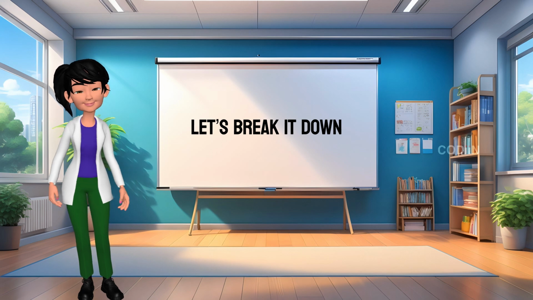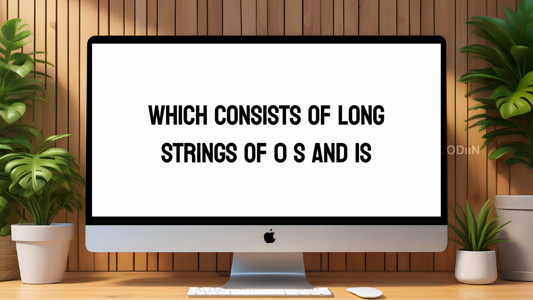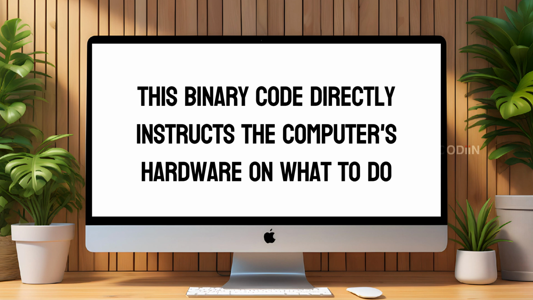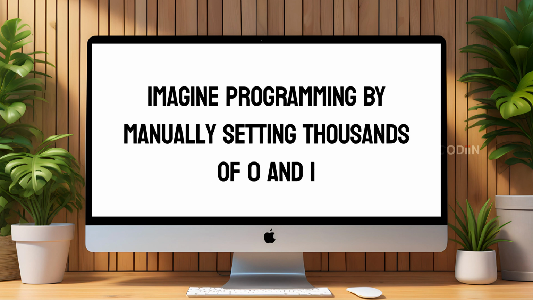Let's break it down. Computers only understand a type of language called machine code, binary, which consists of long strings of zeros and ones. This binary code directly instructs the computer's hardware on what to do, but writing complex programs in binary would be nearly impossible for humans. Imagine programming by manually setting thousands of zeros and ones.